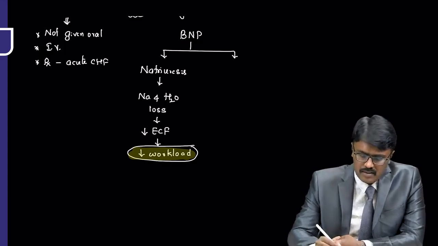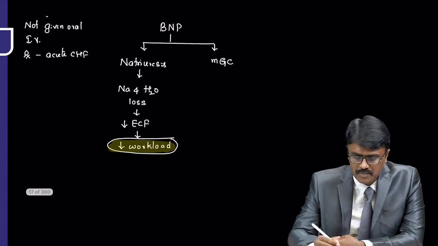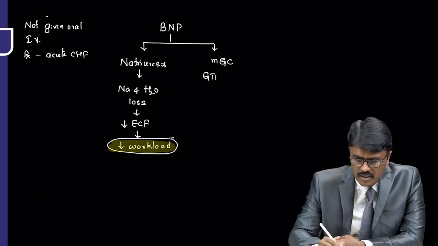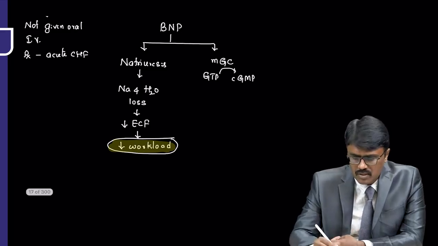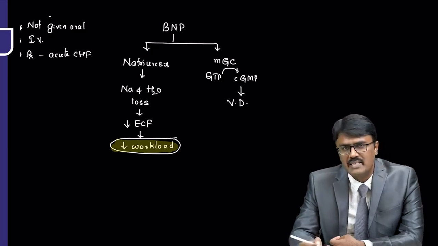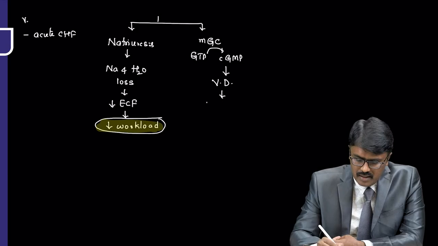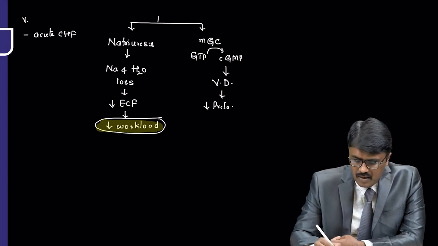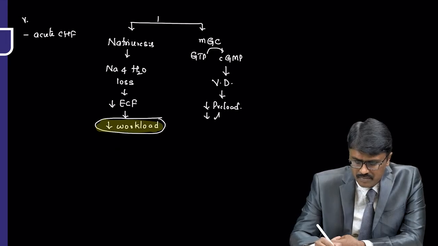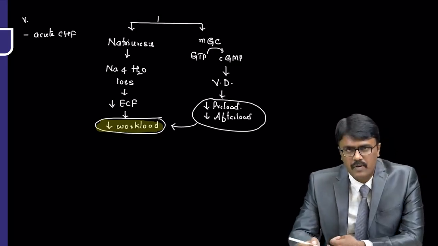The second important action is that it stimulates a guanyl cyclase called membrane-bound guanyl cyclase. And what does it do? This will convert GTP into cyclic GMP. Now this cyclic GMP is a vasodilator, that is a smooth muscle relaxant. In the blood vessel, it causes vasodilation, and by doing that, it decreases preload as well as afterload. So again, here also they are going to decrease the workload on the heart. So this is what we require.